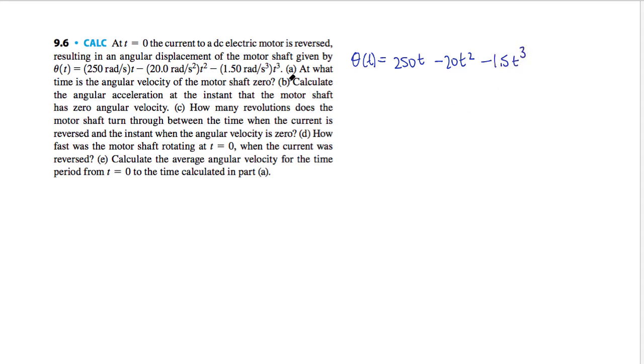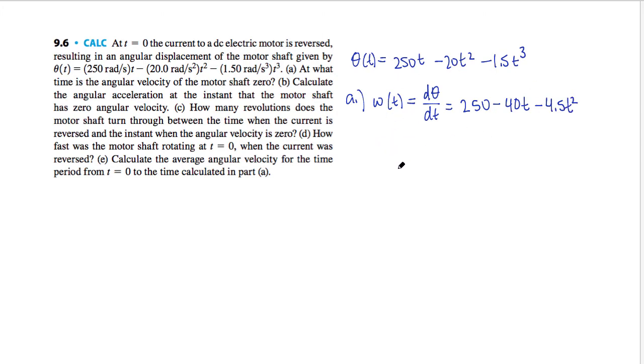And now I can go through this and say, at what time is the angular velocity of the motor shaft 0? So I know that angular velocity as a function of time for my shaft is going to be the derivative of theta with respect to time. So I'm going to go ahead and take the first derivative of this function. So that will be 250 minus 40t minus 4.5t squared. So this right here is my omega.